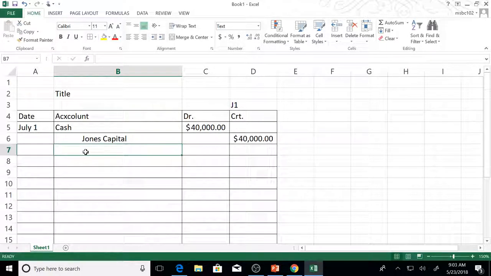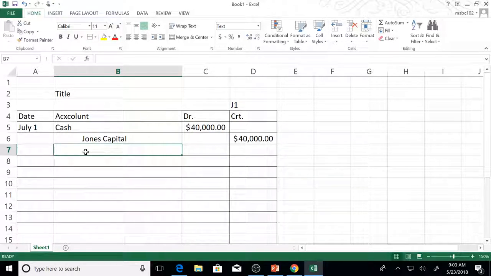Normally, you would write some notes beneath it. If I were to write the notes, what would I say? I would say this is the beginning of the business. He started the business by investing $40,000. That's an initial investment in a business. But I don't want to write notes, all right? So the cash so far of the business has $40,000 in it, and the capital has $40,000 in it.